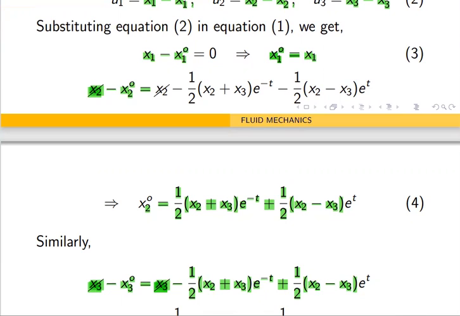Here is x1 naught, correct? Here is x1 naught, so we'll take that. So what do I have to do now? I have to differentiate this with respect to t. X1 equals x1 naught. I have to differentiate this.